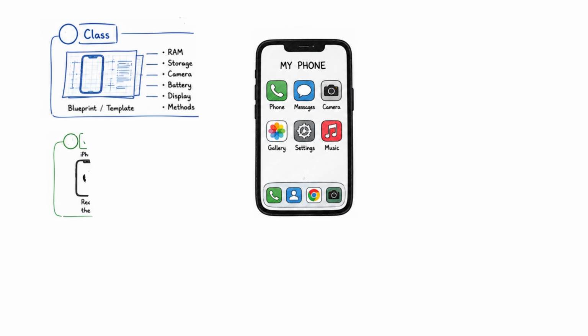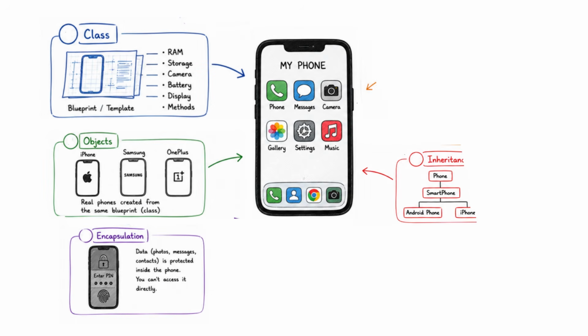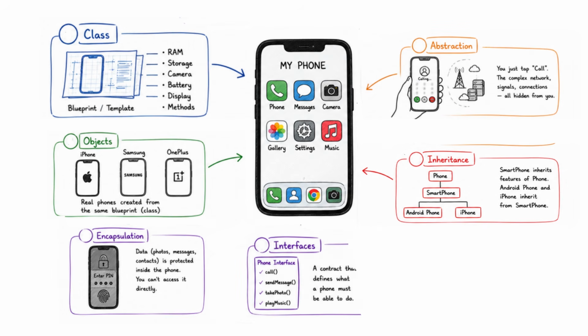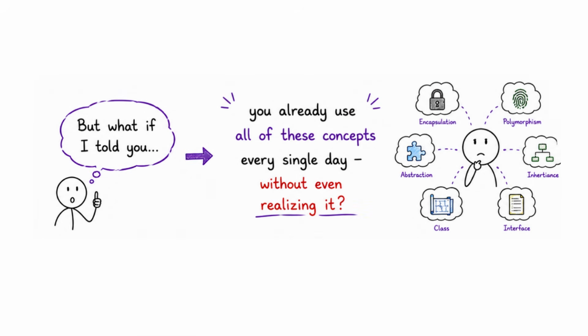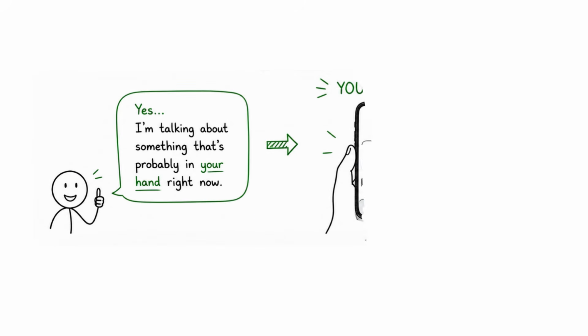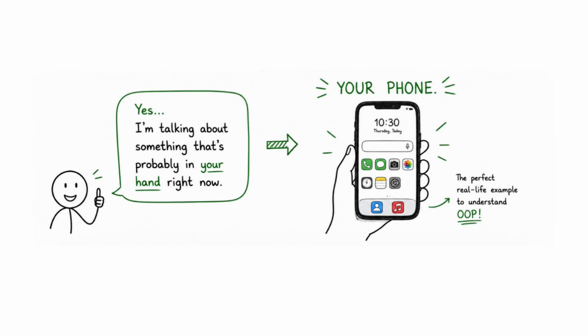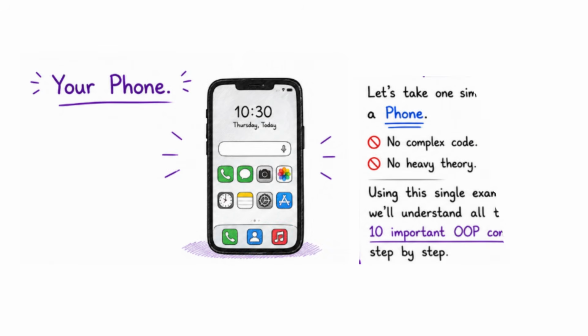Classes, objects, encapsulation, inheritance, abstraction, interfaces. Sounds confusing, right? But what if I told you you already use all these concepts every single day without even realizing it? Yes, I'm talking about something that's probably in your hand right now, your phone. Let's take one simple example, a phone, no complex code, no heavy theory. Using this simple example, we will understand all the 10 important object oriented programming concepts step by step.